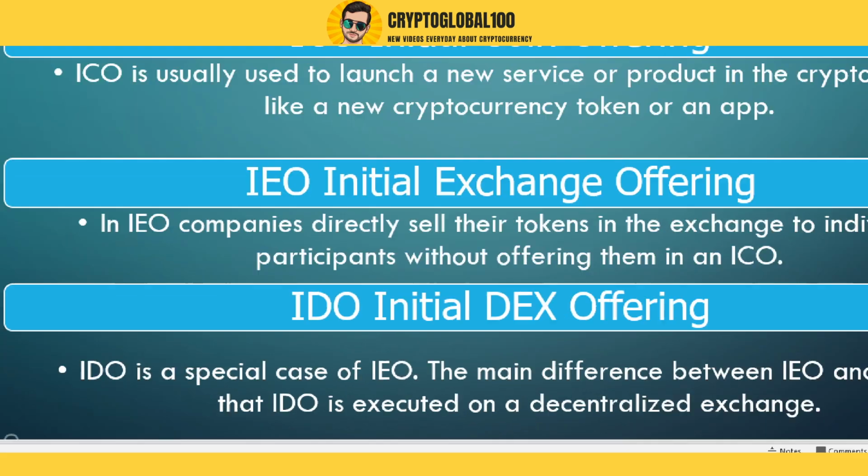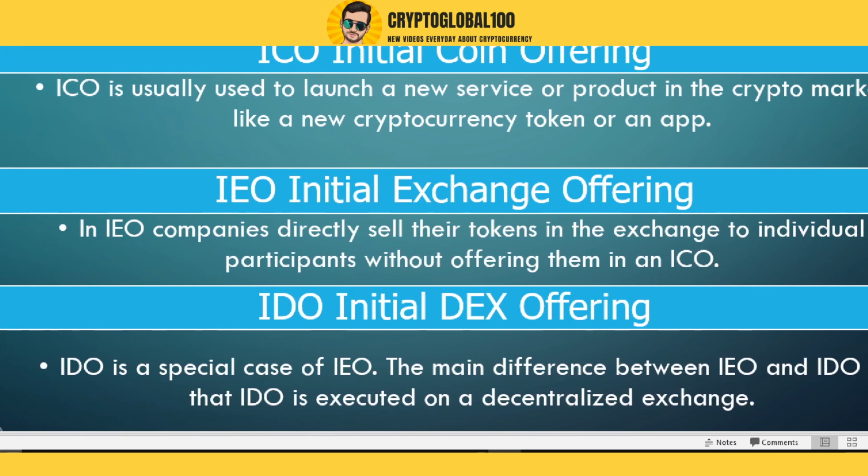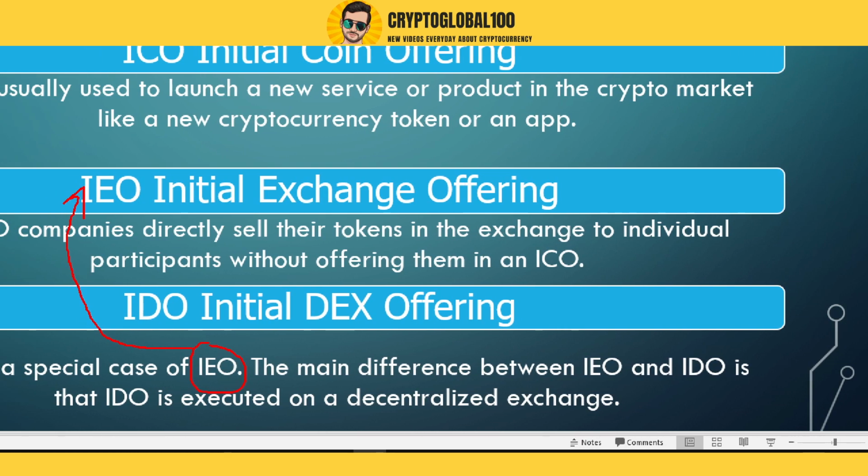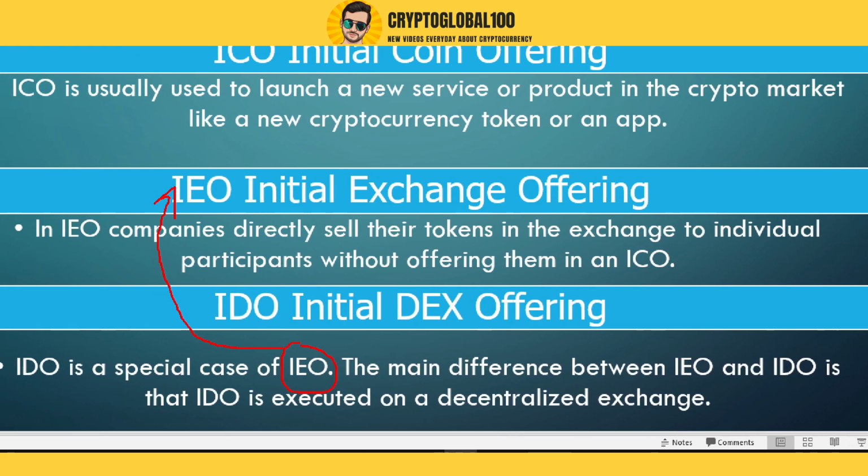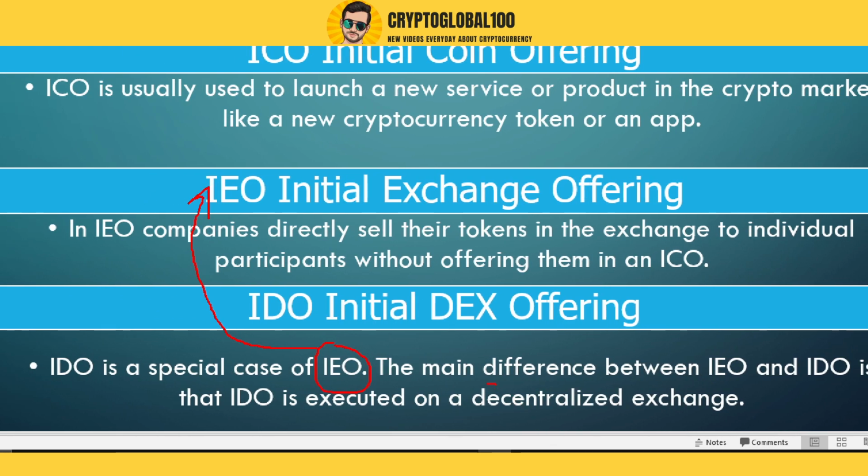So down there you can see the IDO. What is IDO? Initial DEX offer. It is a special case of IEO, a similar form of IEO, but the difference is that the IDO is executed on the decentralized exchange. That is the only difference. In IEO, the E means the exchange, so it is listed on an exchange. DEX, decentralized exchange. It is listed on third party decentralized exchanges. We'll talk about that later.